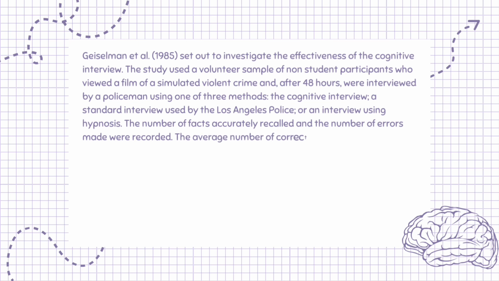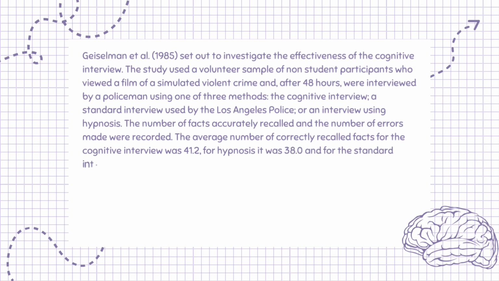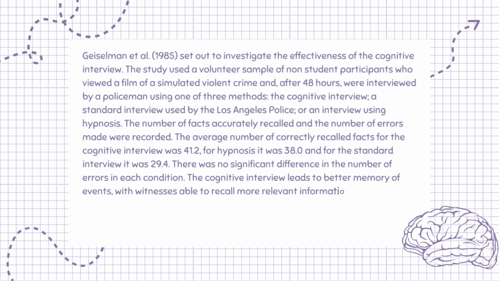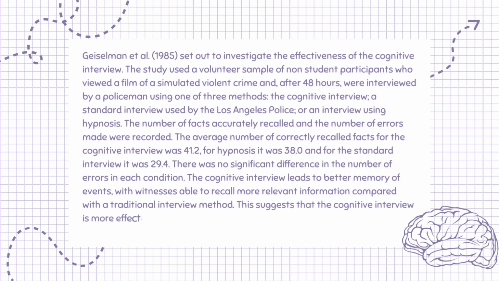The average number of correctly recalled facts for the cognitive interview was 41.2, for hypnosis it was 38.0, and for the standard interview it was 29.4. There was no significant difference in the number of errors in each condition. The cognitive interview leads to better memory of events, with witnesses able to recall more relevant information compared with a traditional interview method. This suggests that the cognitive interview is more effective than a standard interview at eliciting information from eyewitnesses.